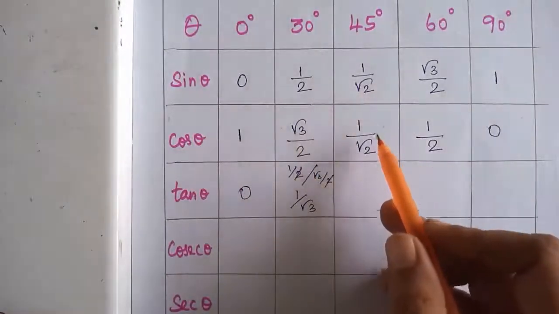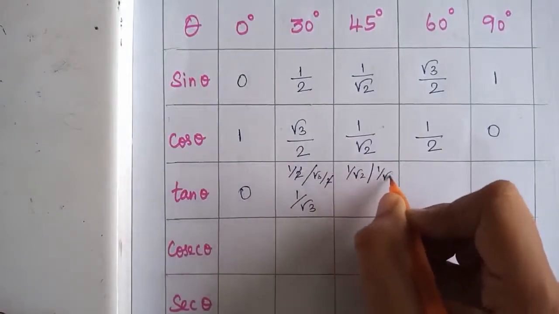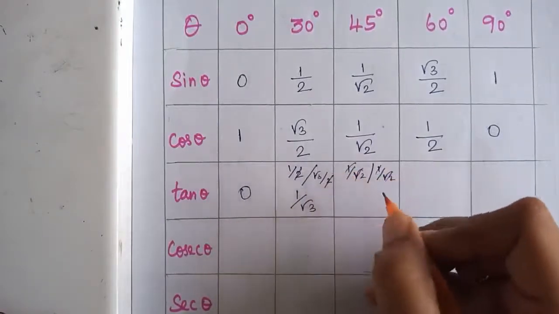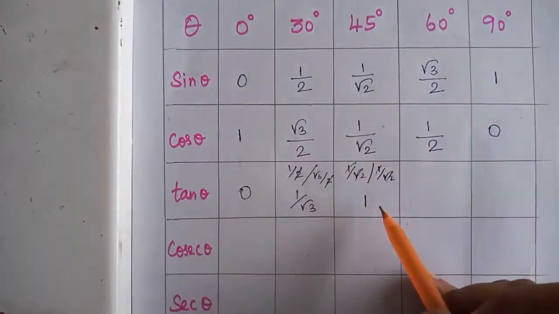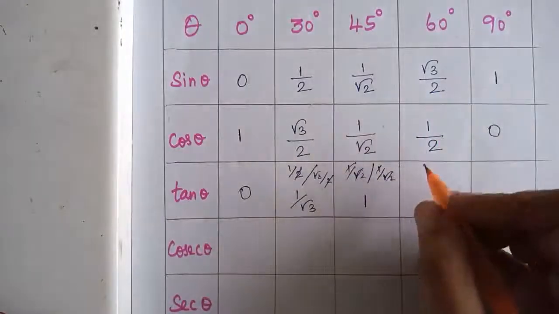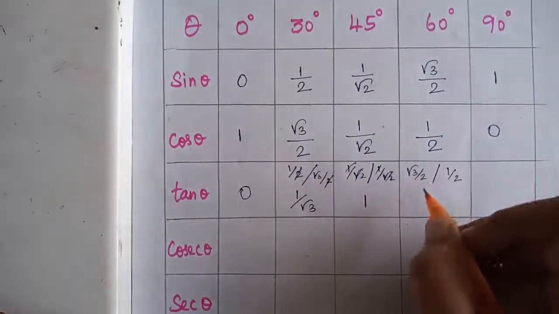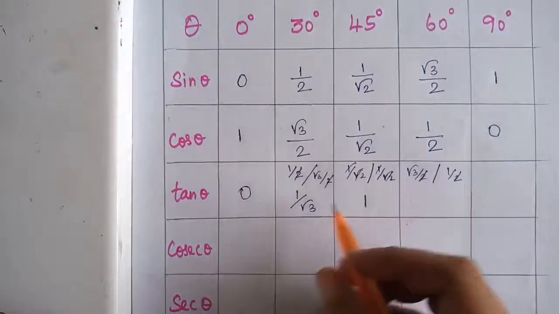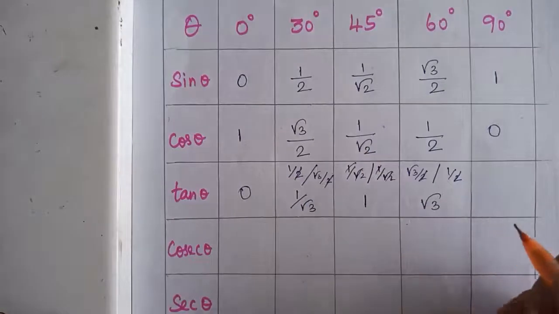Similarly, if you divide 1 by root 2 by 1 by root 2, the whole thing gets cancelled. You get the value 1, so tan 45 is 1. Then root 3 by 2 divided by 1 by 2, so the 2 gets cancelled. The value of tan 60 is root 3.